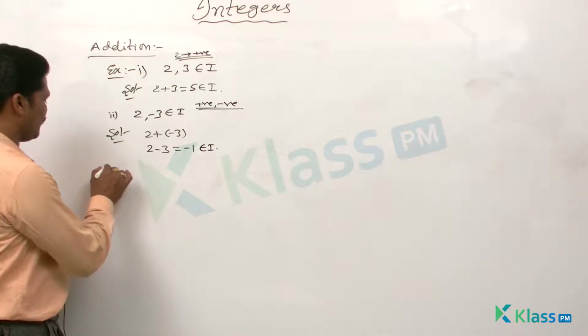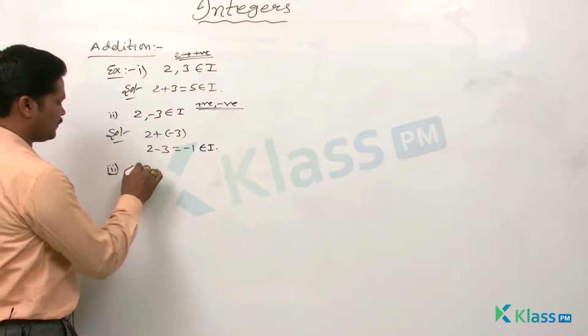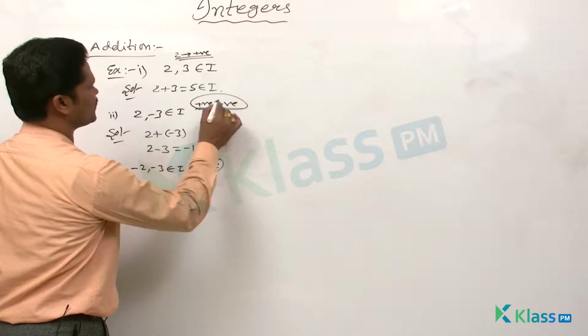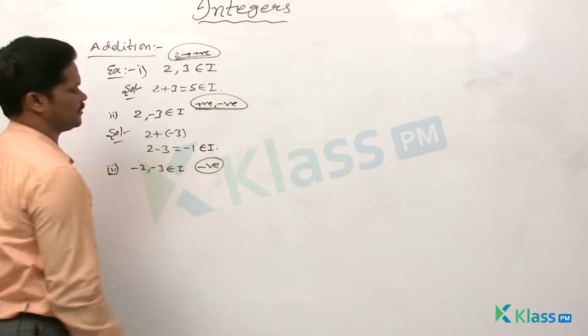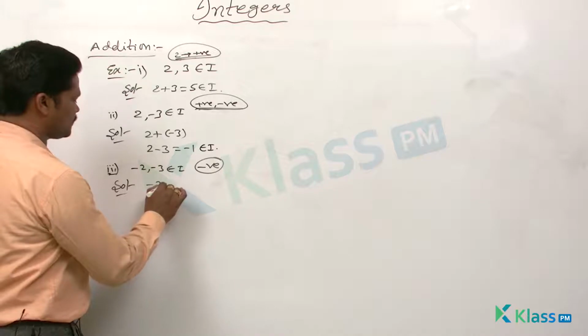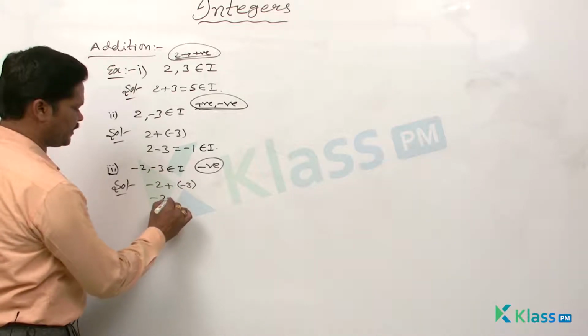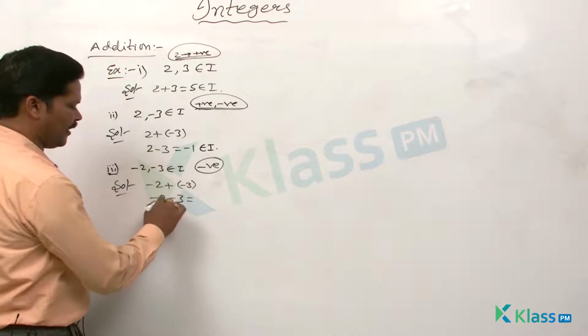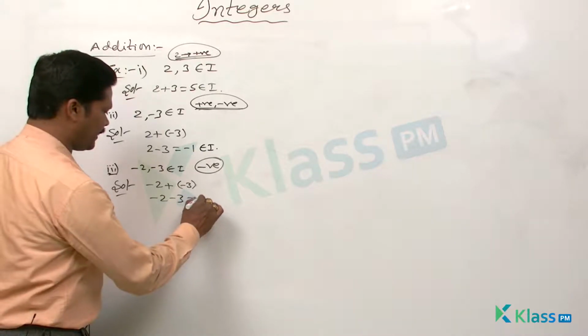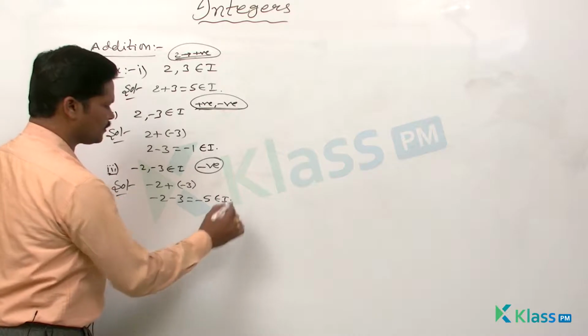Then coming to the third example, I am taking 2 negatives here. Earlier, one positive and one negative, and before that, 2 positives. How should we apply? Minus 2 plus of minus 3. Minus 2 plus into minus, minus 3. Then minus 3 minus 2, we are adding, is minus 5. It also belongs to I.